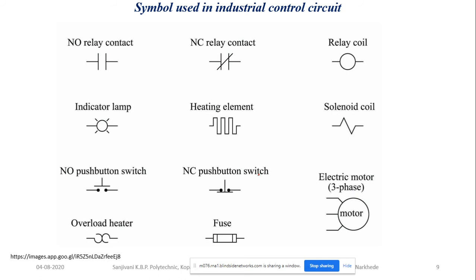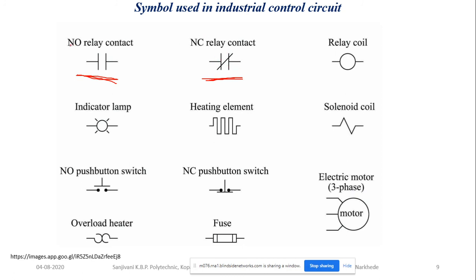The commonly used symbols for industrial automation: the first symbol is the NO relay contact, normally open relay contact. It is similar to your capacitor symbol, with two parallel lines and two horizontal lines. Second is the NC contact symbol: two parallel lines with one line crossing between them. This is the NC, normally closed.